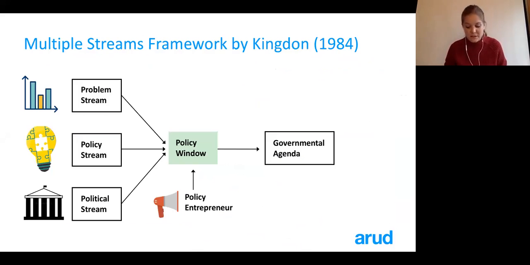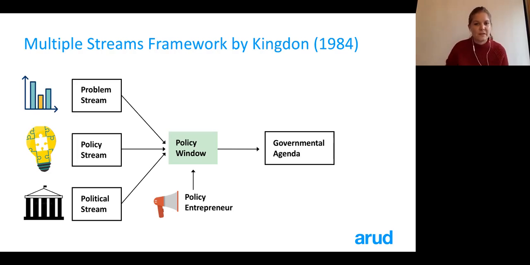So for my study, I applied the multiple streams framework by Kingdon, which some of you might know, since this framework is frequently used to analyze health policies. It basically helps to explain why certain ideas and issues make it onto the political agenda, while others are neglected and never appear on the agenda. So as you can see, there are three streams that flow independently from each other, and they only get coupled once a policy window opens. And this policy window presents an opportunity to get an issue on the agenda. However, this chance is easily missed. And therefore, a so-called policy entrepreneur plays a crucial role in this model. He is the one that actively monitors the three streams in order to seize the rare opportunity of an open window and then pushes his pet solution.